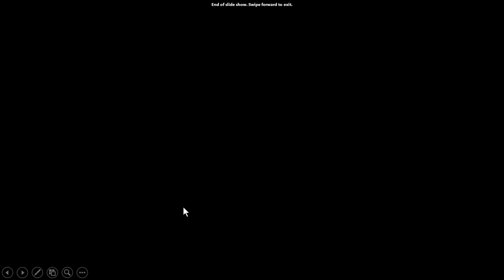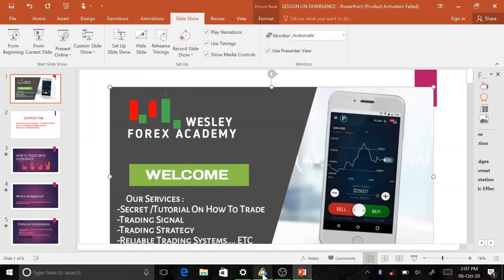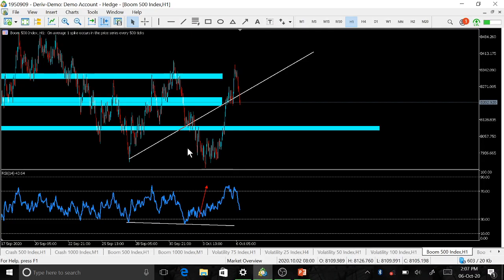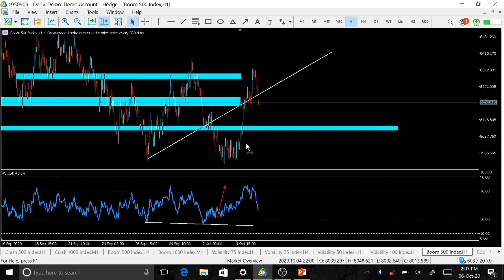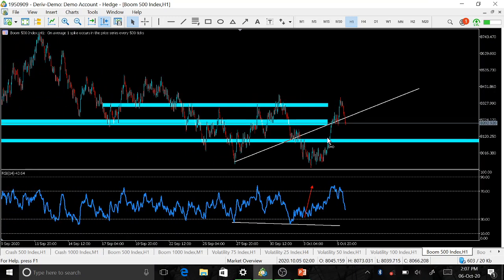So let's jump to the chart now, guys. Perfect. So what pair is this? This is boom 500 on the 1 hour time frame.